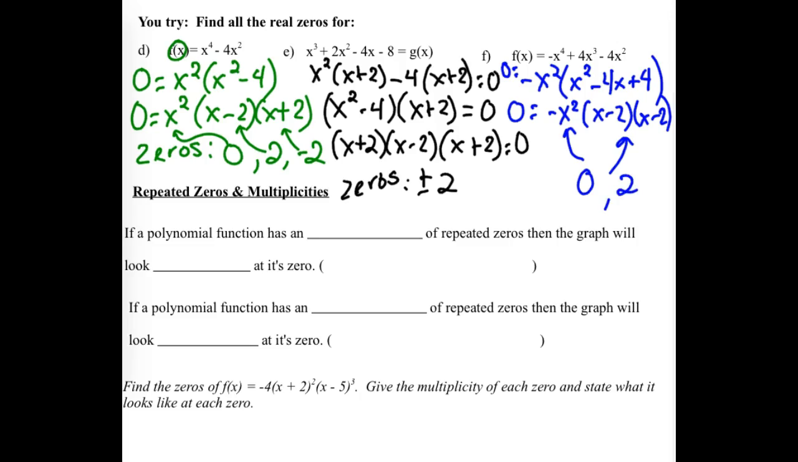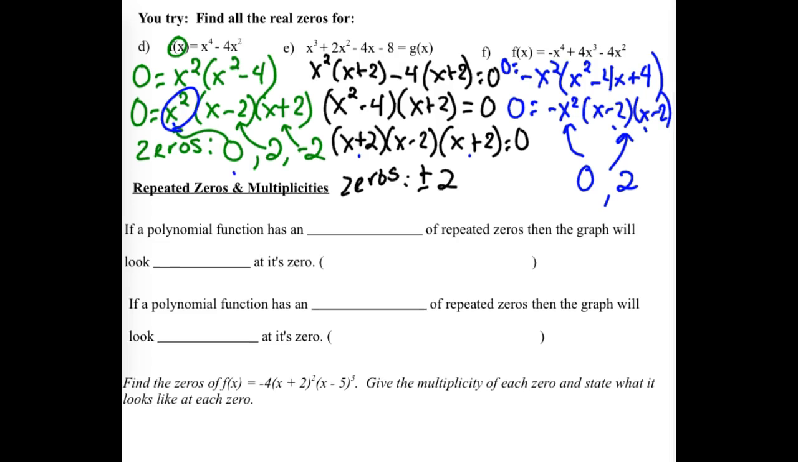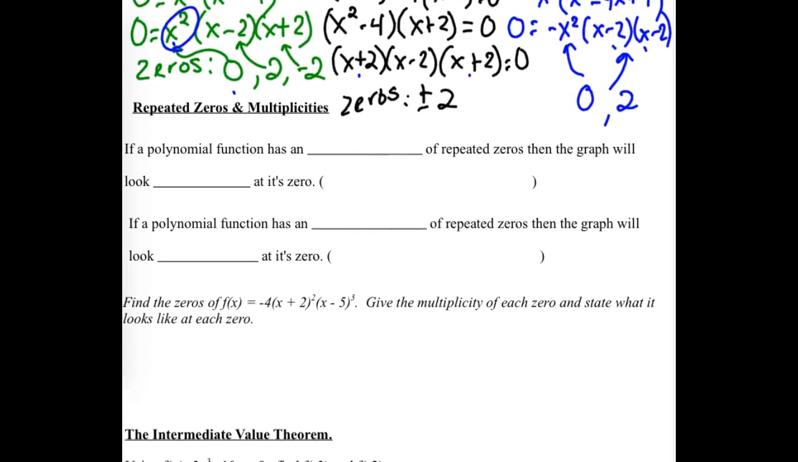All right? Now, you'll notice that in most of these, we had some repeated things. For example, we had 2 2's here. I don't have to write it twice, but I do have to recognize that it showed up twice. For this one, same thing. I had 2 zeros at negative 2. Here, I have 2 zeros at 0. We call that the multiplicity. How often it's showing up does help us figure out something about our graph.